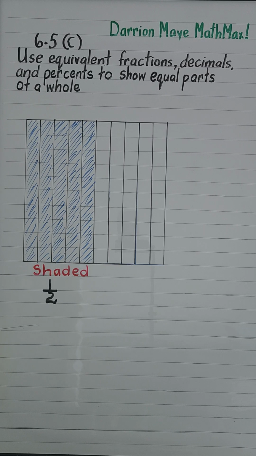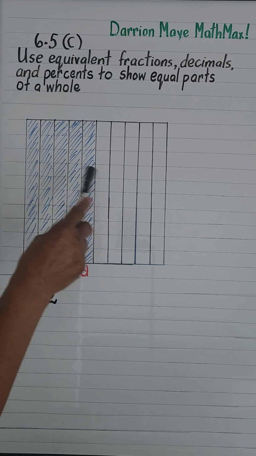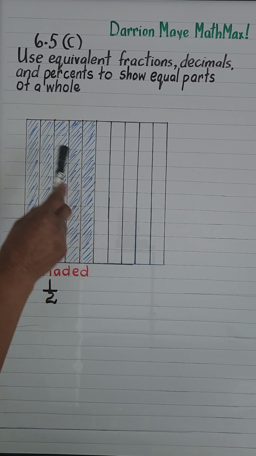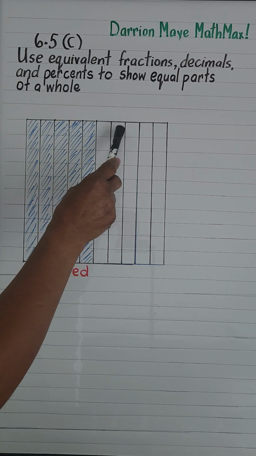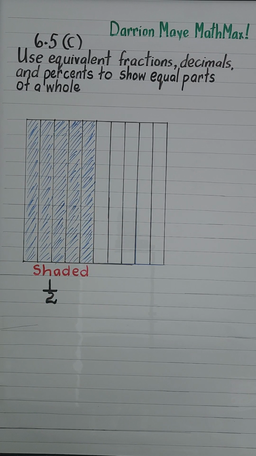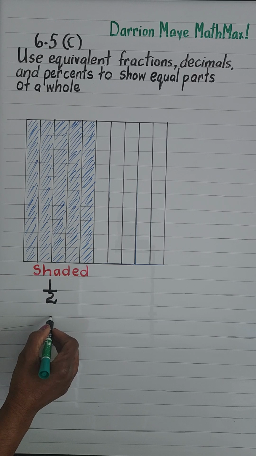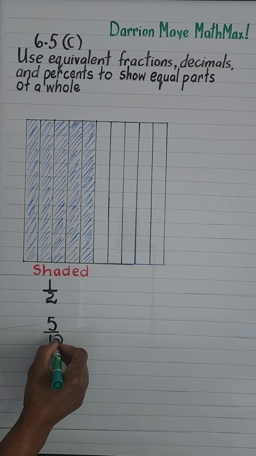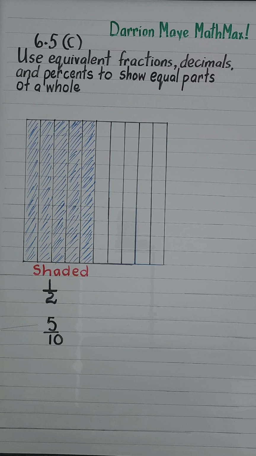We can also say that out of the 10 parts, 5 are shaded. So it is 1, 2, 3, 4, 5 out of 1, 2, 3, 4, 5, 6, 7, 8, 9, 10. So we can also say it is 5 out of 10. And 5 out of 10 can also be written as 0.5.